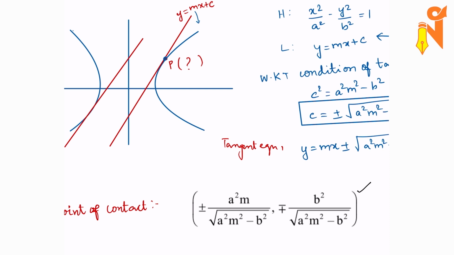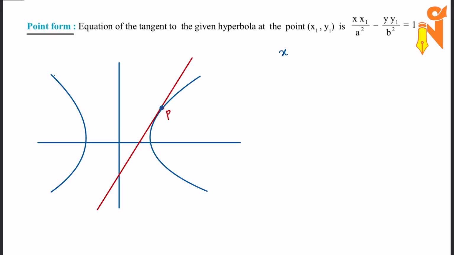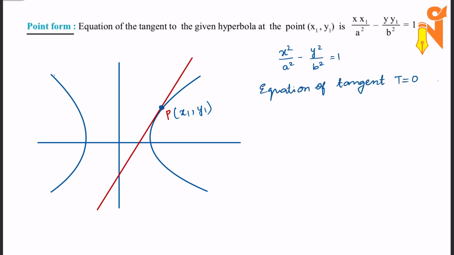Hope it is clear. Second form is point form. Let us take hyperbola x square by a square minus y square by b square is equal to 1, and take any point on the hyperbola to be point P whose coordinate is x1, y1. As you know, you can draw only one tangent passing through a particular point. So equation of tangent is T is equal to 0. So the same thing which we did in circle, parabola as well as ellipse.